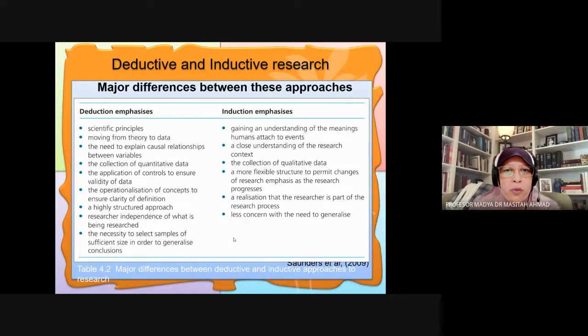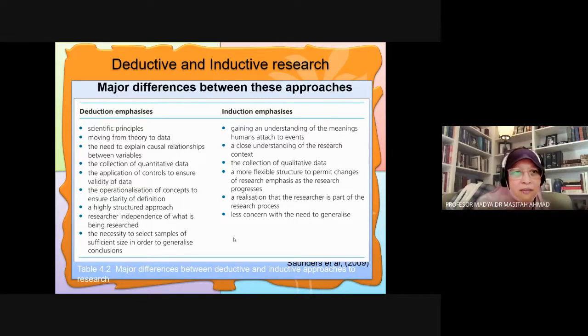So I put it here, the major differences between these approaches. You might also use this table as your guideline when you are talking about deduction and induction emphasis. For deduction, we can use scientific principles, and it's moving from theory to data. But when it comes to induction, it's about gaining an understanding of the meaning humans attach to events, and a close understanding of the research context.